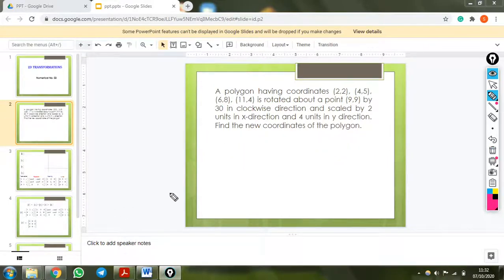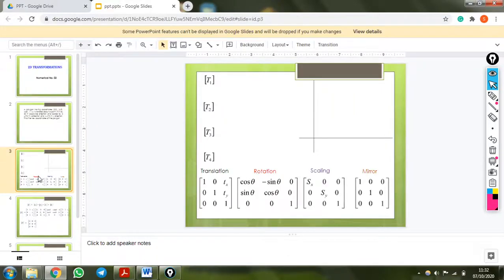Now we'll try to solve this numerical. We'll go to the next slide. See, we'll try to plot that particular point on the graph. So the point P is somewhere here, right? I will consider this point equal to (9, 9). So this is the actual location of point P against which we need to do the rotation and scaling operation.